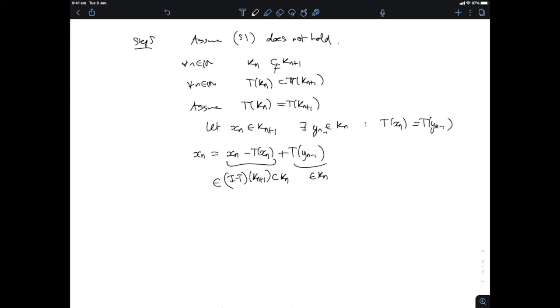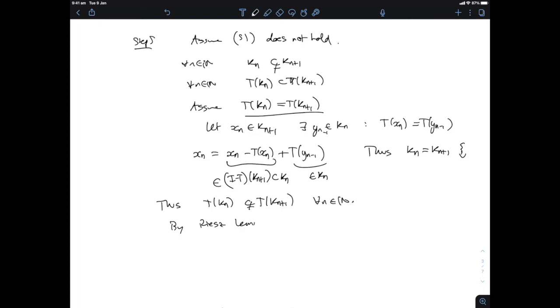So what is that telling me? It's telling me that an arbitrary element in Kn+1 is in fact an element of Kn. So we've proven that if T of Kn is equal to T of Kn+1, then Kn is equal to Kn+1, which contradicts the fact that S1 does not hold. So we have that T of Kn is included but not equal to T of Kn+1 for every n. Now we can apply Riesz lemma again.